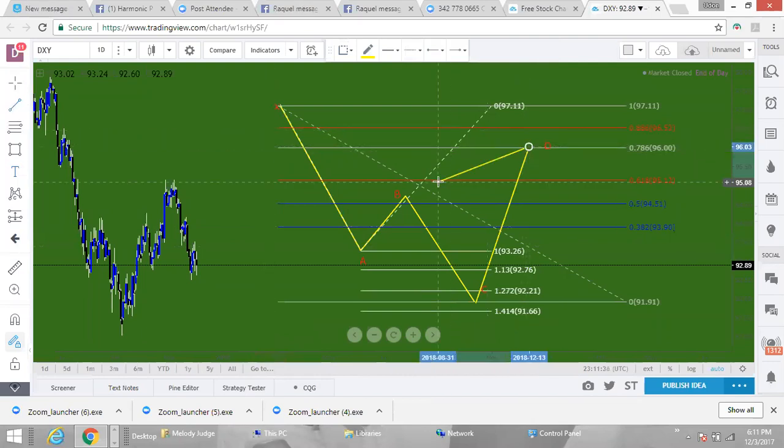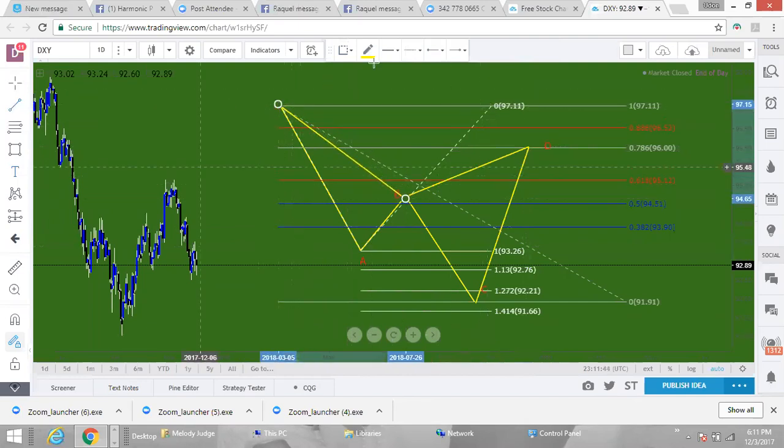Once you identify D, then you do have a bearish Cypher pattern. Any questions before we do a bullish one before we move on?